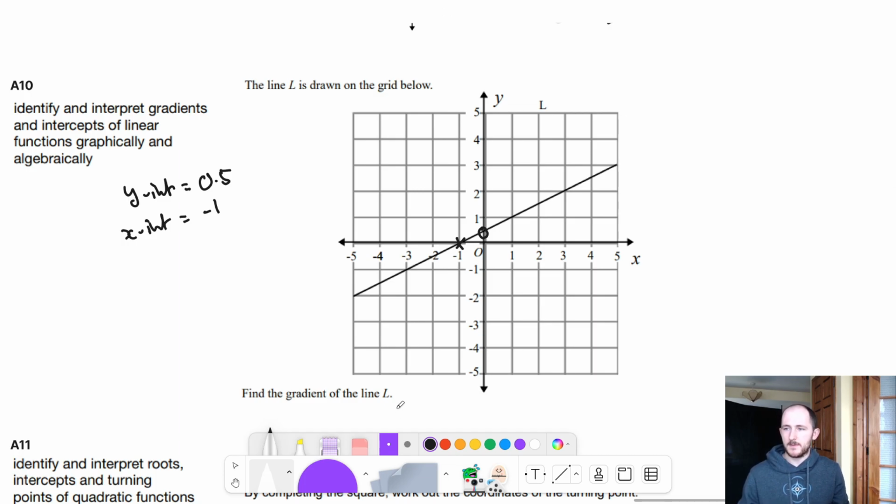Now, how do I work out the gradient of a line? Well, here's what I do. I'm going to draw a dotted line going down and a dotted line going across. And I do it such that they will meet. And what I do is I count how many squares it goes up by.